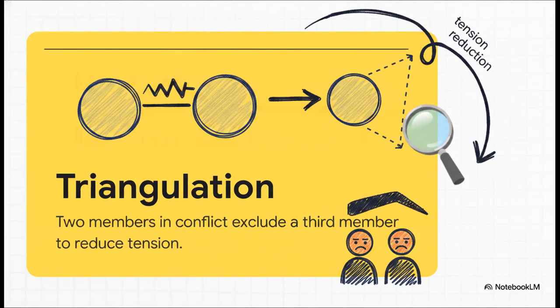Now, when those boundaries break down, you'll frequently see a phenomenon called triangulation. Imagine two family members are in a conflict. Instead of resolving that tension directly, they form a coalition that draws in and then excludes a third member. It's basically an unconscious strategy to reduce the tension between the original two people by teaming up against a third.